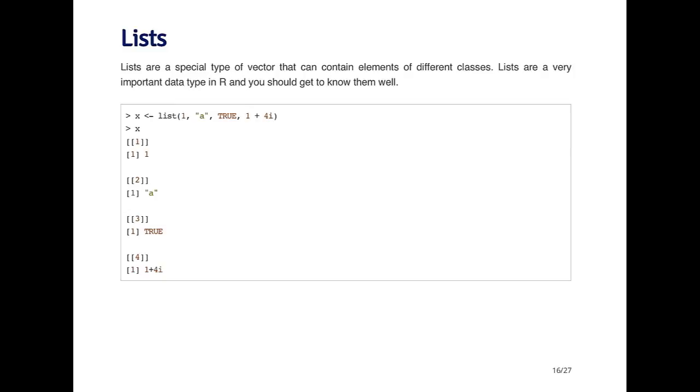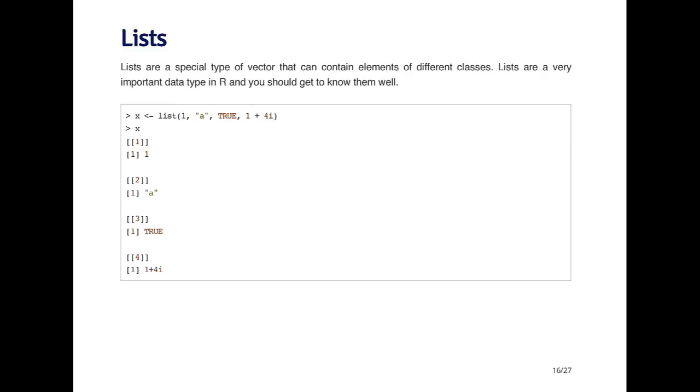So here I'm creating a list called X, using the list function, which can be used to construct a list. The first element is a numeric object of 1. The second element is a character, the letter A. The third is a logical, and the fourth is a complex number. So this is not a problem with lists.